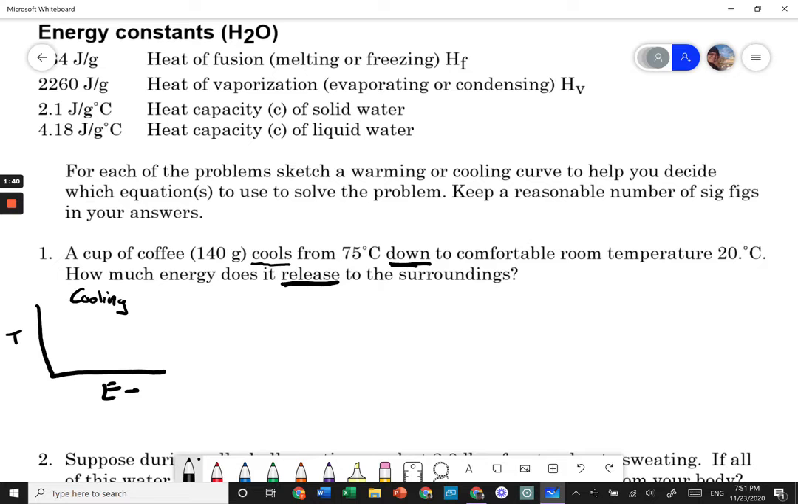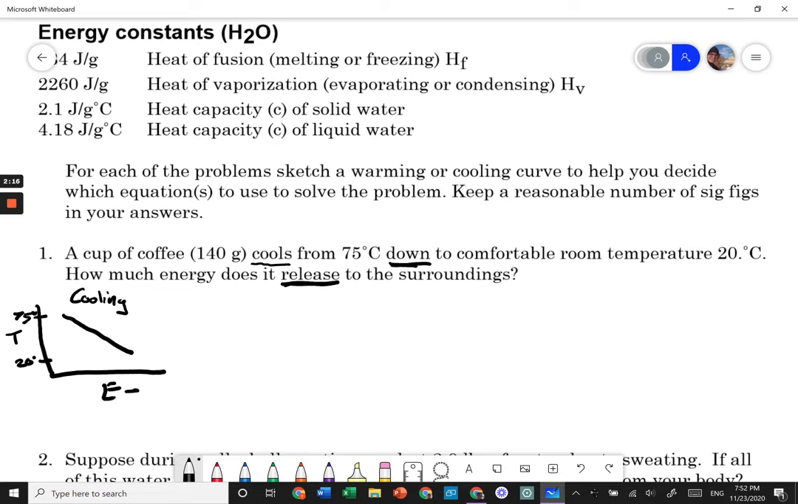At this point, I'm going to just draw the region of our cooling curve that is going to be addressed in this question. So in this problem, we have our starting temperature, 75 degrees, and it will end up at that 20 degrees. So it should look something like that, where we're cooling down from a higher temperature to a lower temperature. At this point, that's going to be this very first part. For each of the problems, sketch a warming or cooling curve to help you decide which equations to use to solve the problem. Hey, we did that first part.